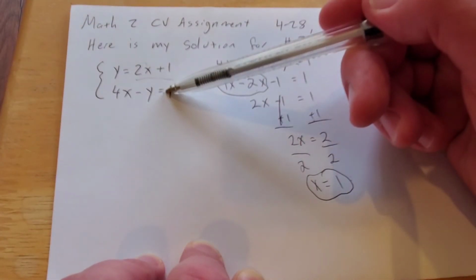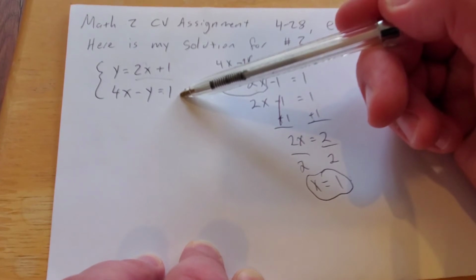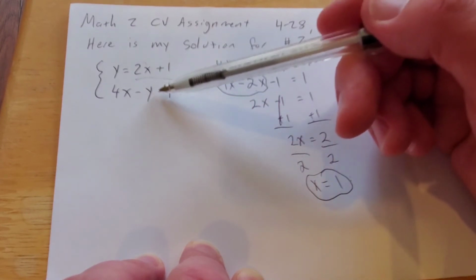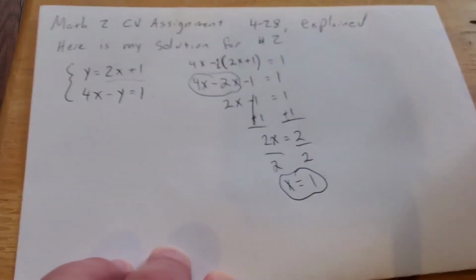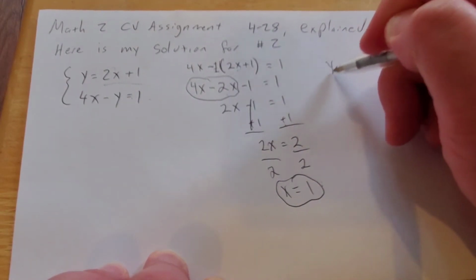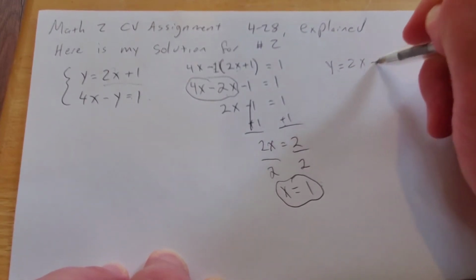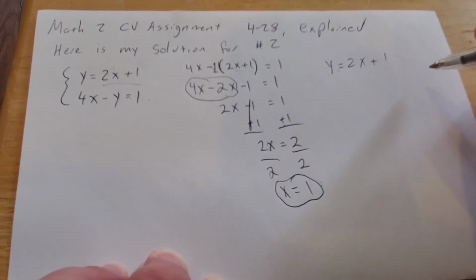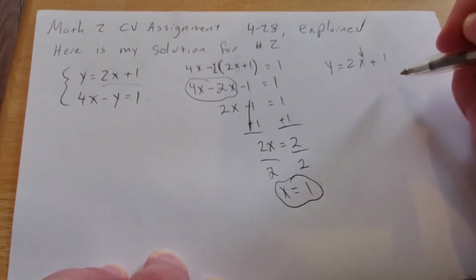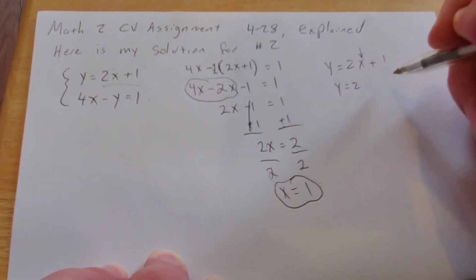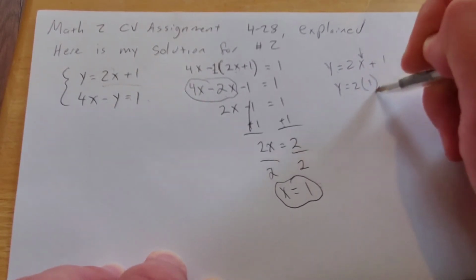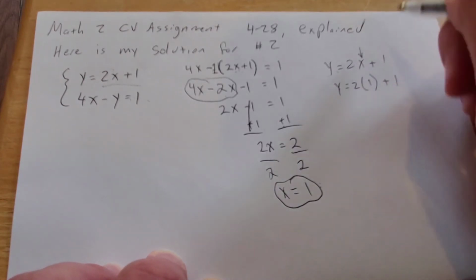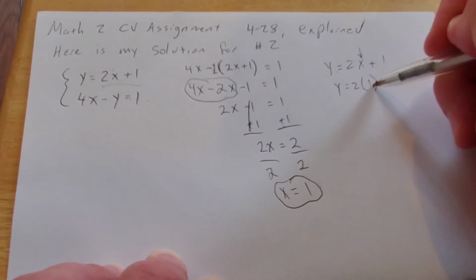We've already used this equation over here, the second equation, 4x minus y equals 1. And into that we plugged what y equals. But now we know that y equals 2x plus 1. And we know that x equals 1. So we can substitute that in here. So y equals 2 times 1 plus 1. Because x equals 1.